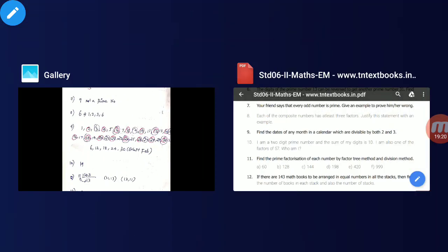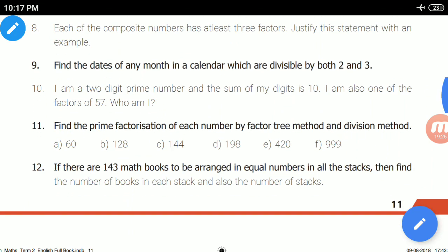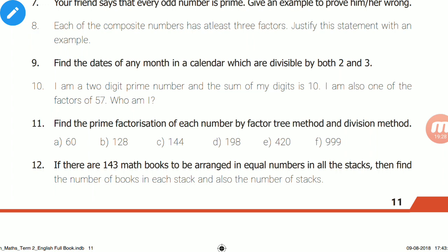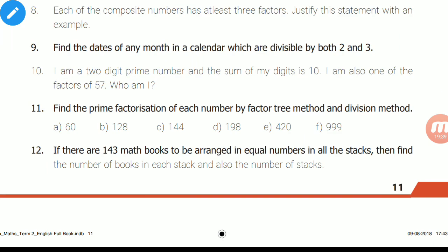Okay, the next question is, find the factorization of each number by factor tree method. We ignore it because we don't follow the factor tree method, we use the division method. So if we follow it, we will answer it easily, the answers will come. Okay, if there are 143 math books to be arranged in an equal number in stacks, the number of books in each stack and also the number of stacks.